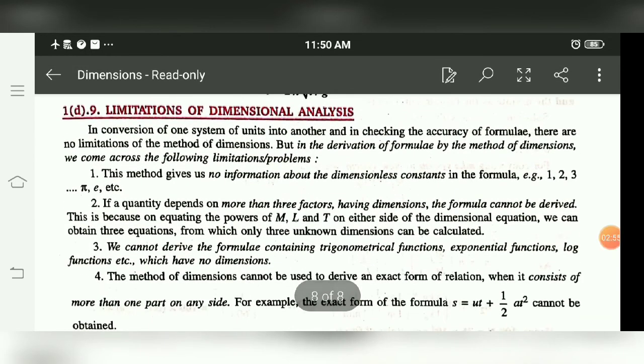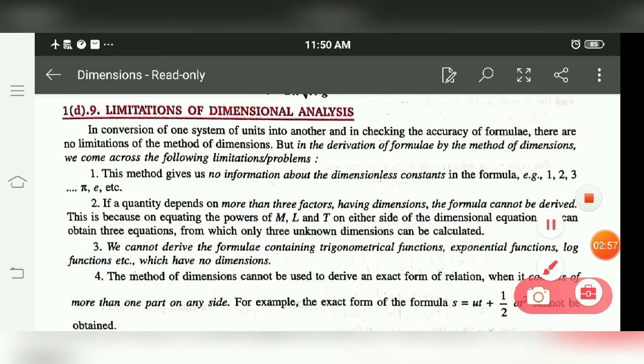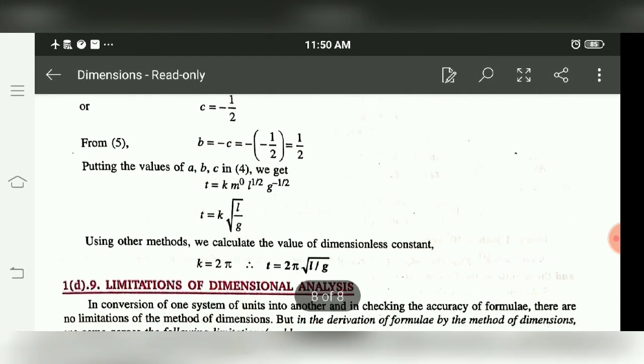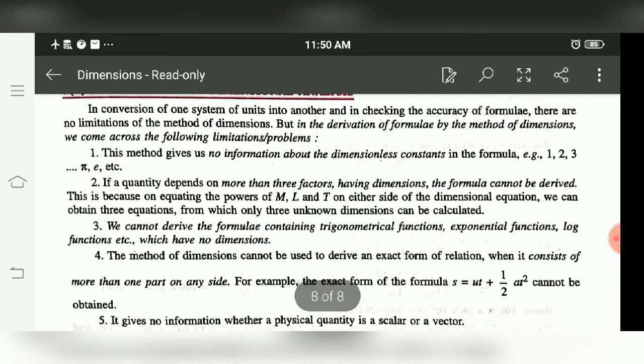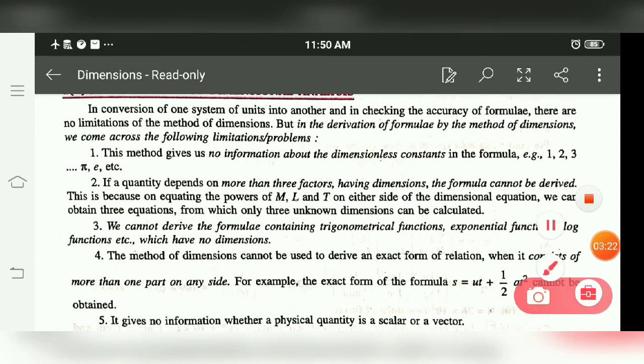Now there are some limitations too. With applications there are limitations. First, this gives no information about dimensionless constants like k, 1, 2, 3. Like in the previous formula we do not get any value of k. If we know the value of k, then we substitute, but otherwise, if we do not know the value of k, then the formula is just T equals k under root L by g. So it does not give any information about dimensionless constants.